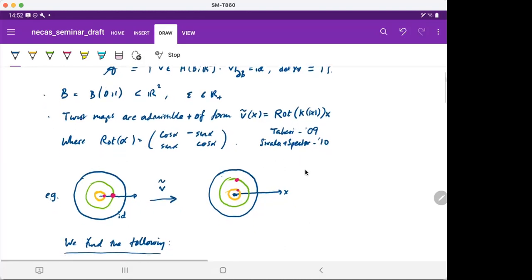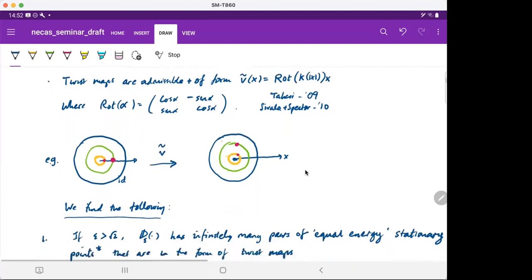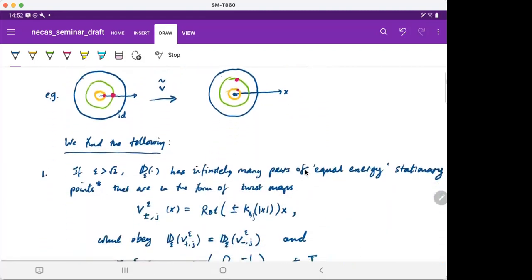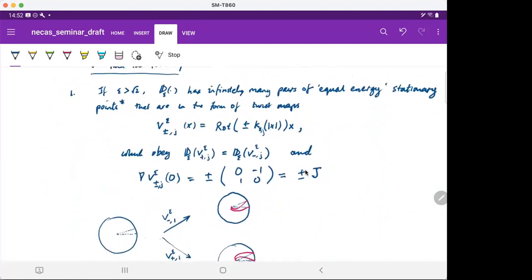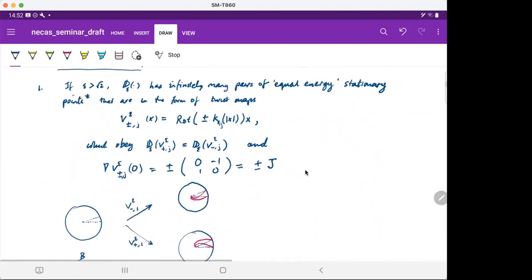So in this context, with twist maps in mind and that particular energy, we find the following. The first finding is that if the parameter epsilon is big enough, if it's bigger than √2, then the energy has infinitely many pairs of equal energy stationary points, I'll describe later what I mean by stationary point precisely, that are in the form of twist maps.